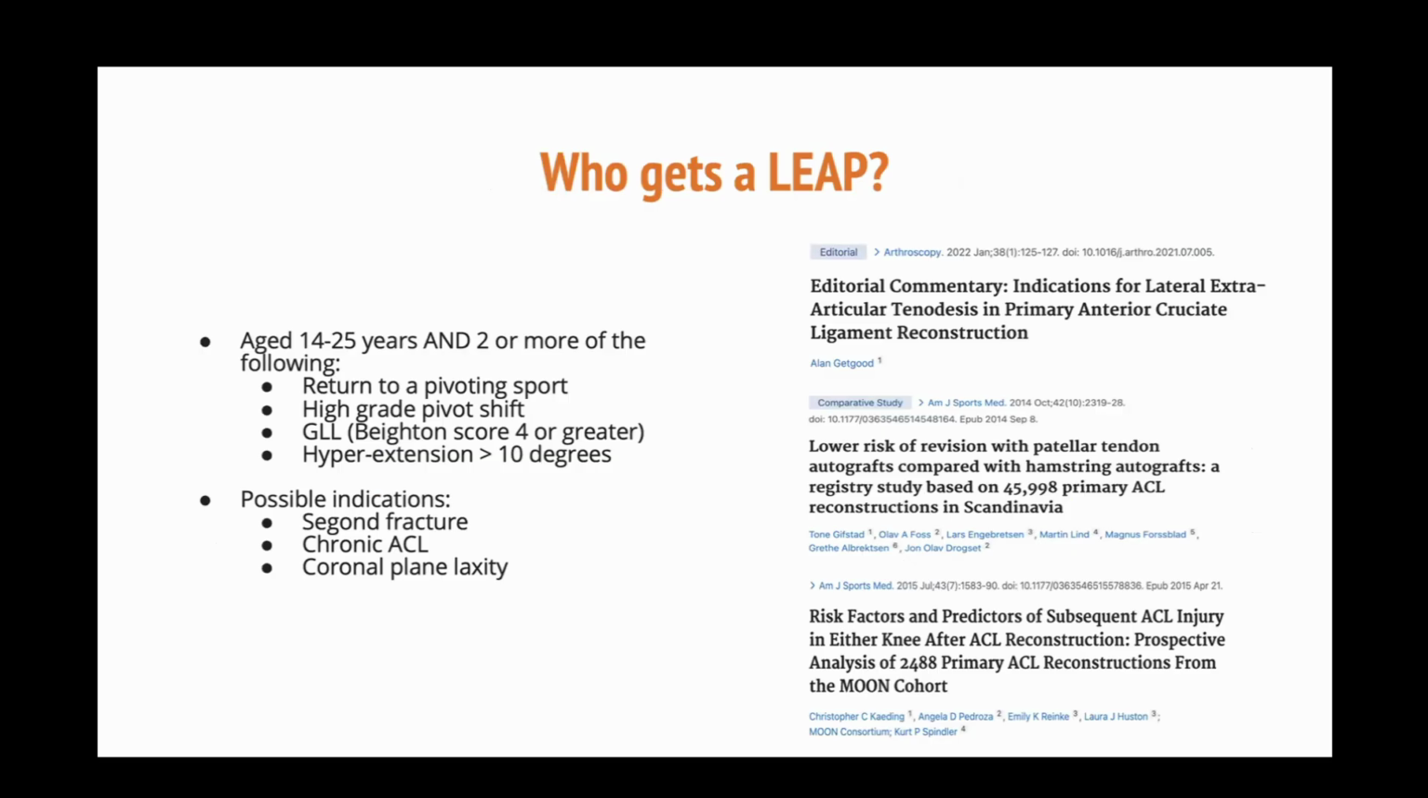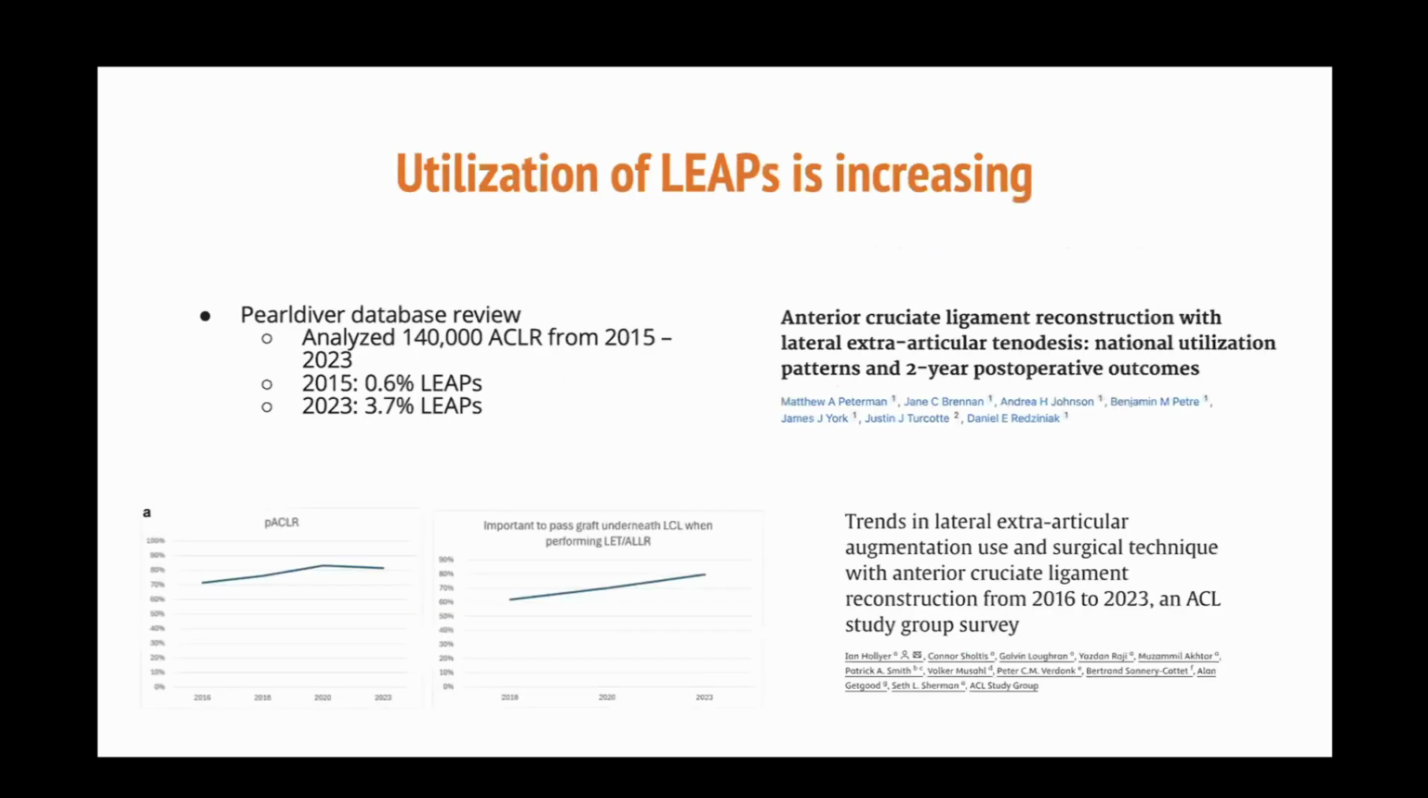He looks at young patients under 25 who are returning to a pivoting sport, have a high-grade pivot shift, have global ligamentous laxity, defined as a Beighton score greater than or equal to 4, and knee hyperextension greater than 10 degrees. Those are the people he's doing an LET on, and his results have been basically threefold less risk of re-rupture with that procedure.